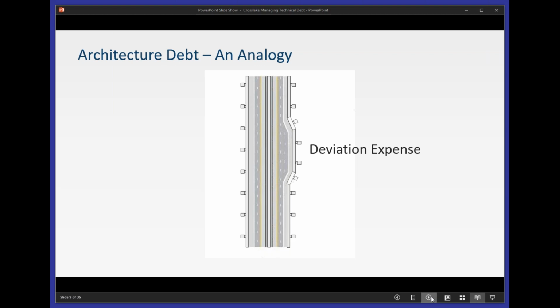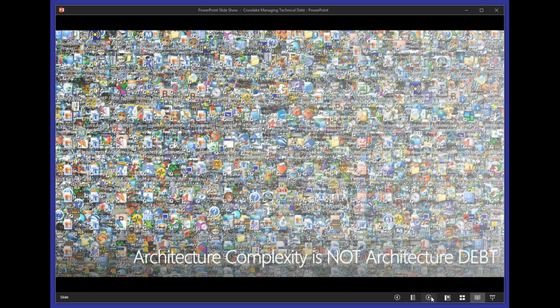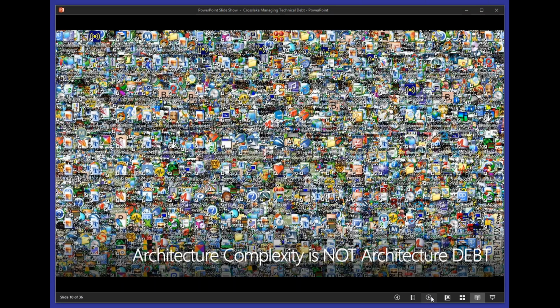So this was the best analogy I could give to you in regards to what technical debt is versus what deviation expense should be, but also should be the first thing that we think about in terms of capturing the considerations of the long-term technical debt that an organization may incur.